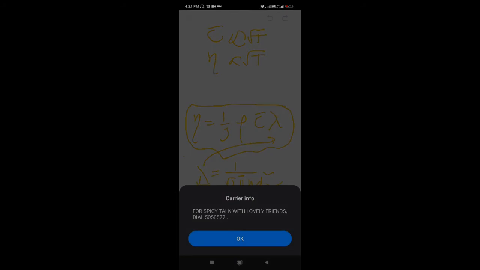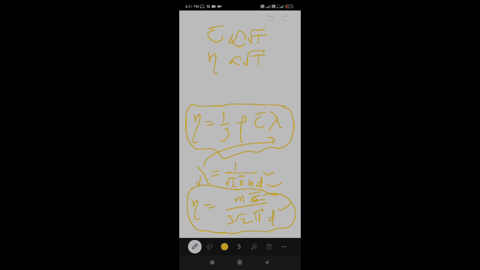Next, one more thing. Eta is depending on d square as well. That means eta is proportional to 1 by d square. You see, eta is depending on temperature, eta is depending on this d. What is this d? Diameter, size of the molecule.